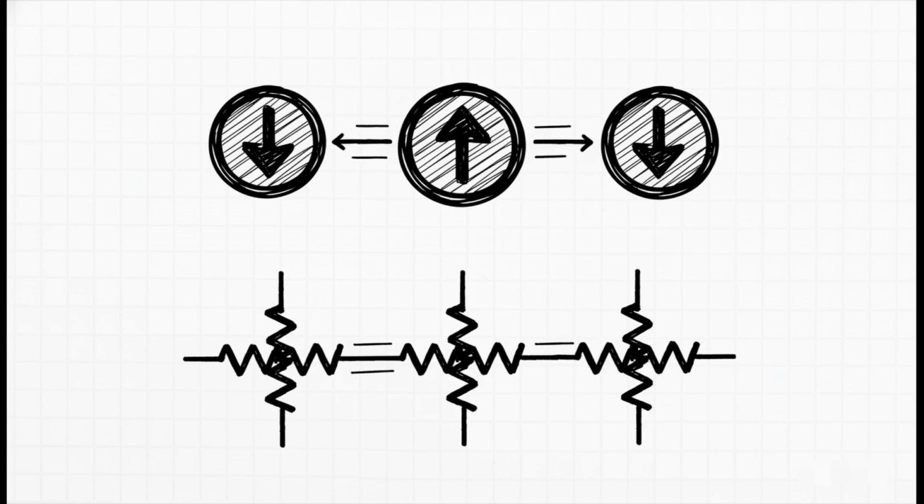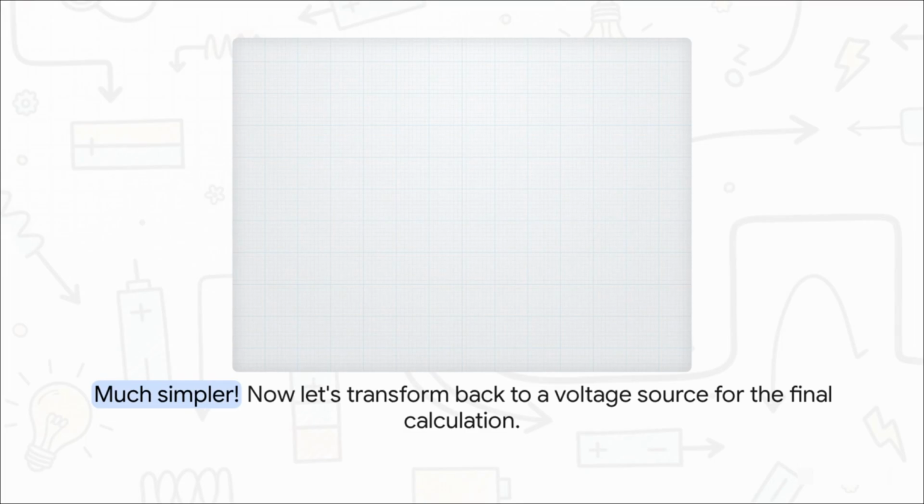For the resistors, we just use the parallel resistance formula, and those 3 combine down into a single 2.4 ohm resistor. Will you look at that? That entire complicated network has now been boiled down to just one 30-amp current source in parallel with a single 2.4 ohm resistor. This is so much simpler.